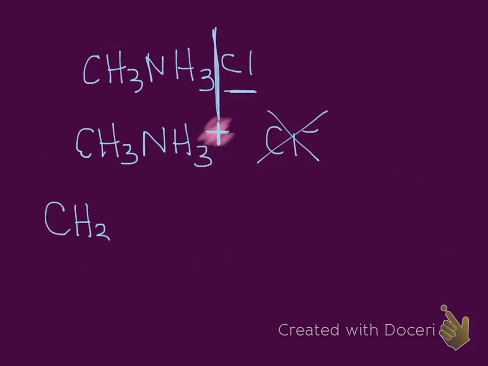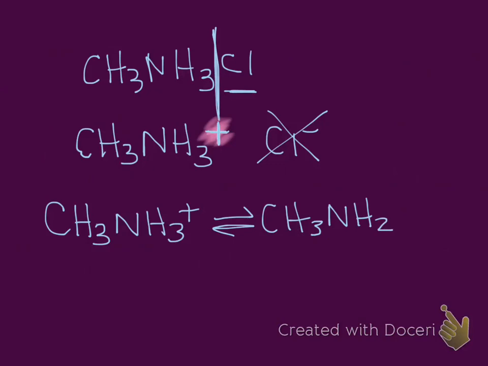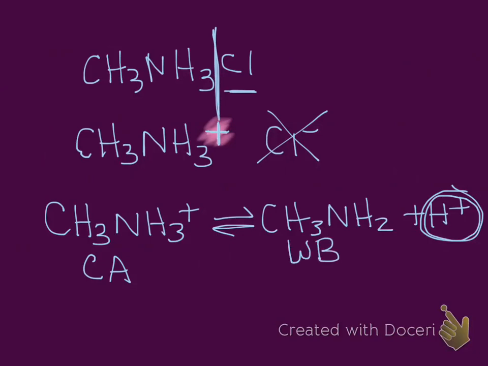So if it's a conjugate acid, what do all weak acids, all acids do? They give up a proton. So it's going to donate a proton, and so it's going to give up a proton, which is what makes it acidic. This is your conjugate acid. In the process, it'll reform its matching weak base.